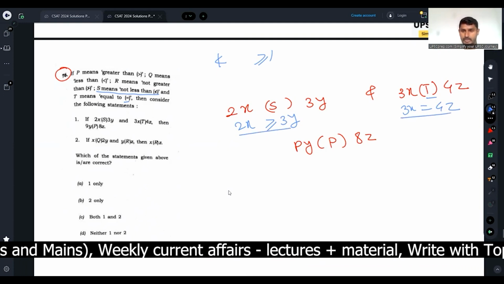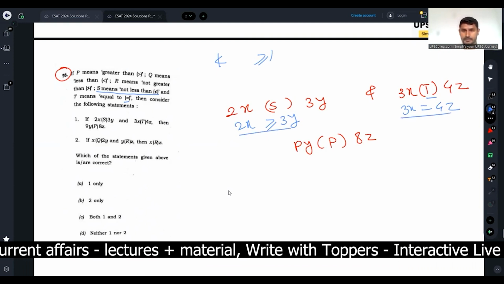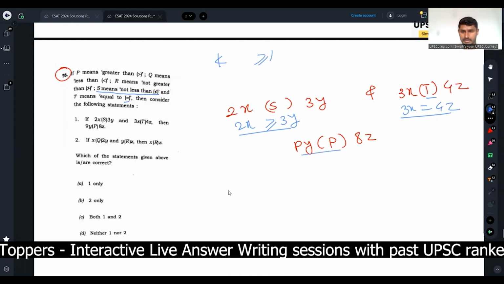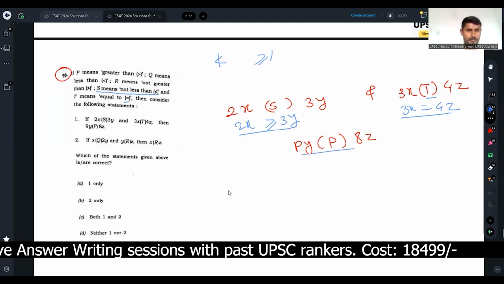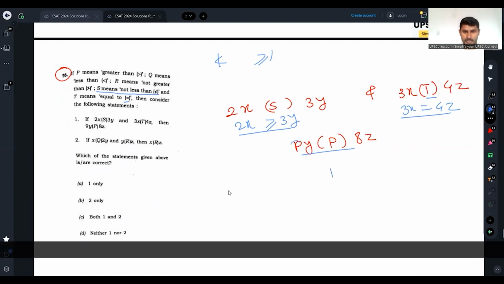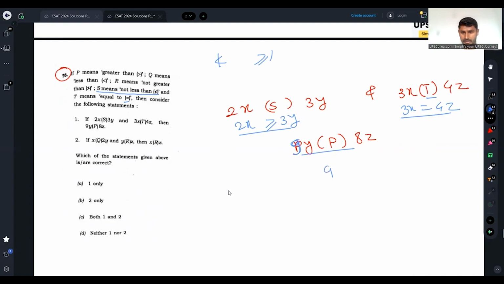What we can do with these two statements is make them equal and see. What does P mean? P means greater than. So 9y is greater than 8z. We have to prove whether 9y is greater than 8z, by using these two statements.